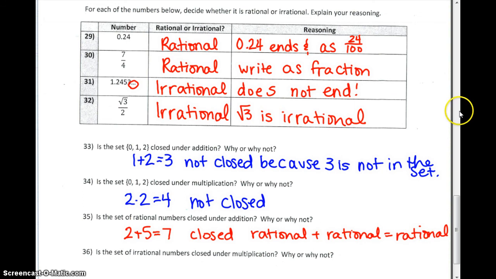And then our very last problem, it says the set of irrational numbers is closed under multiplication. Okay, I can provide a counterexample for this. Here are 2 irrational numbers that when I multiply them together, I get 1. However, 1 is not irrational, it is rational. So the answer to this one is not closed.